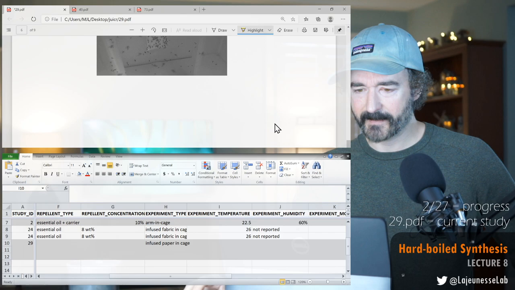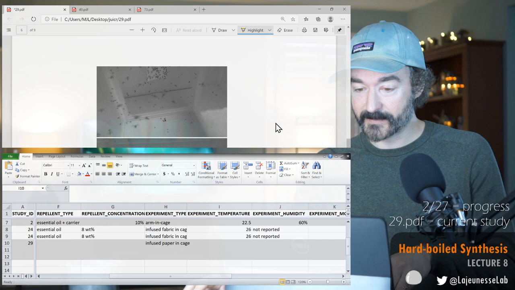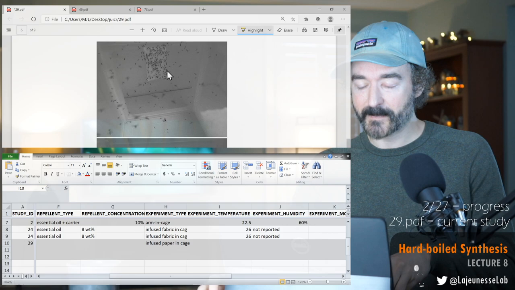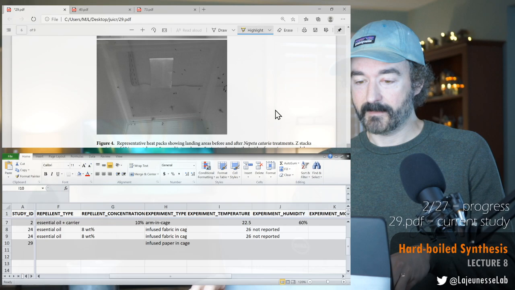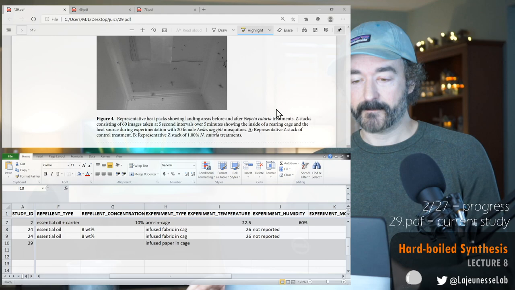Okay, so there's a nice image of the way they set up the experiment, which is nice, right? You got a piece of paper, a warmed up piece of paper versus a non-warmed up piece of paper, with repellent, without repellent. That's cool. It's always good to have a visualization of the experimental design, for clarity, for transparency.